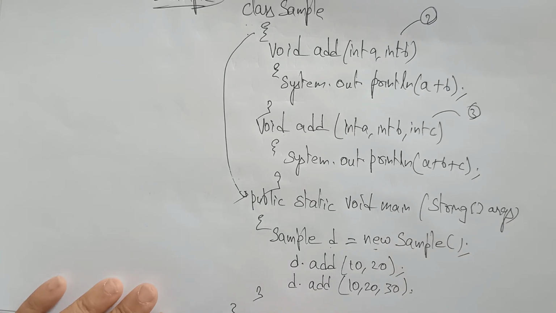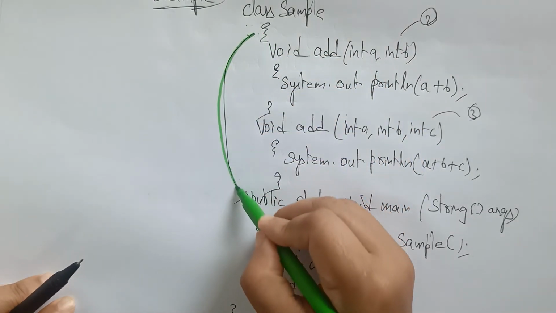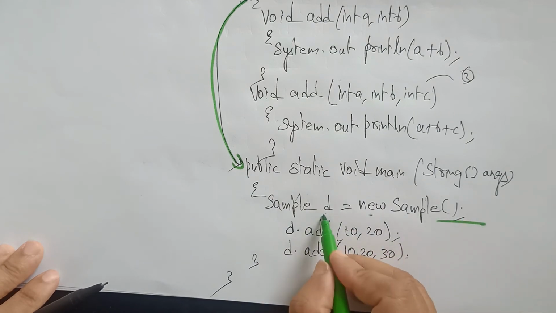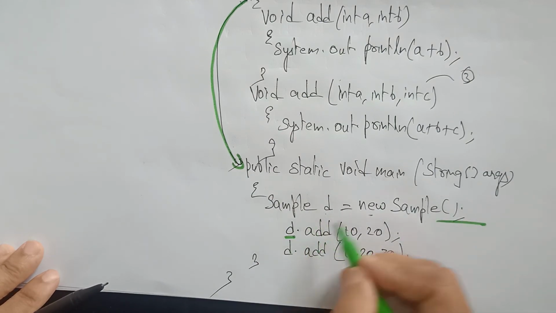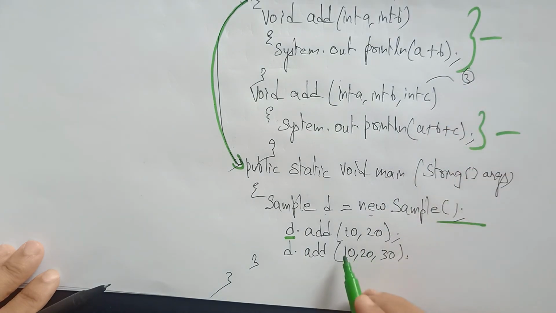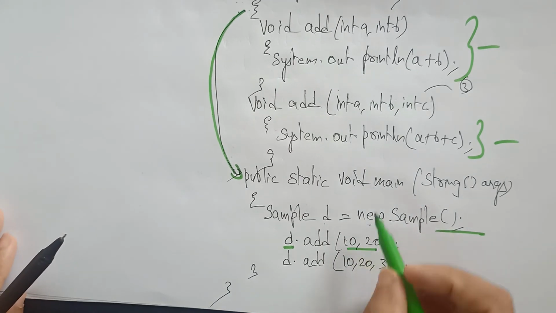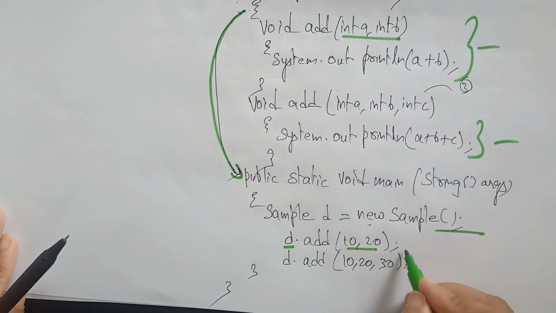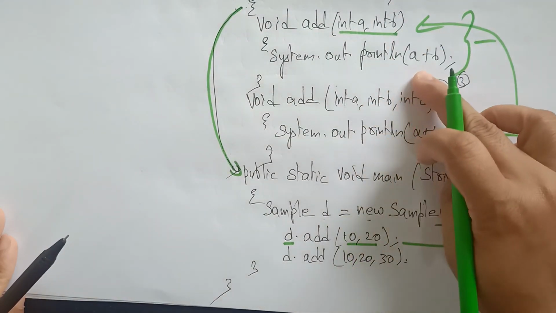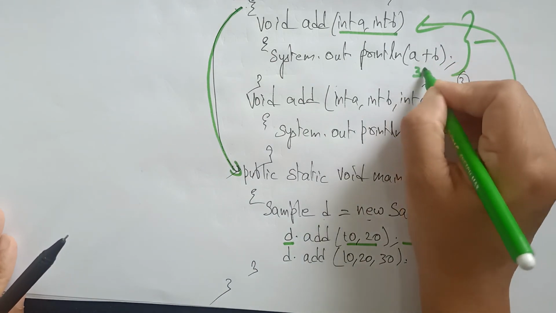Now what is happening here? First the class is loaded, open brace executed, the controller comes to public static void main. The object is created. By using the object reference, which method am I calling, this or this? It checks that 2 arguments are there. The arguments have to be the same: 10 comma 20, 2 arguments, and here int a comma int b. So the controller comes to here and prints 10 plus 20. So here 30 is going to be printed.